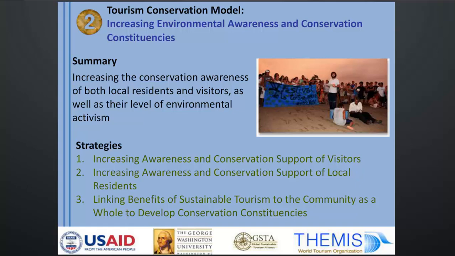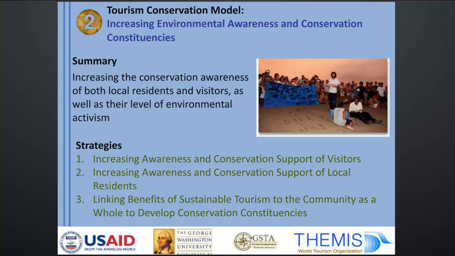And then the third strategy is focused on linking the benefits of sustainable tourism to the community as a whole to create those conservation constituencies. This strategy comes from the reality that there are limitations to the number of jobs that can be generated by a small tourism enterprise, and therefore there are ways to take the revenue and the profits that are generated by enterprises to somehow meet the needs of communities as a whole.